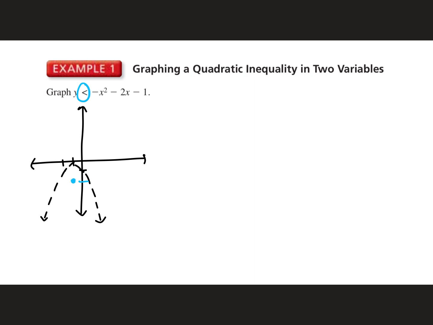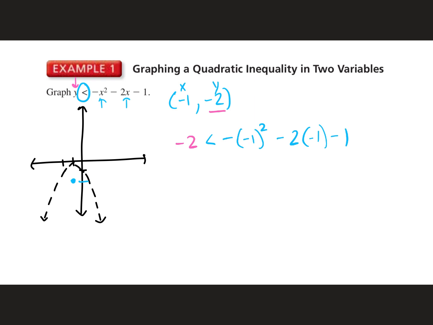So here. This would be -1, -2, where -1 is the x and -2 is the y. So I'm going to plug in -1 into all of my x's and plug in -2 into my y. So I have -2 is less than -1 squared minus 2 times -1 minus 1.